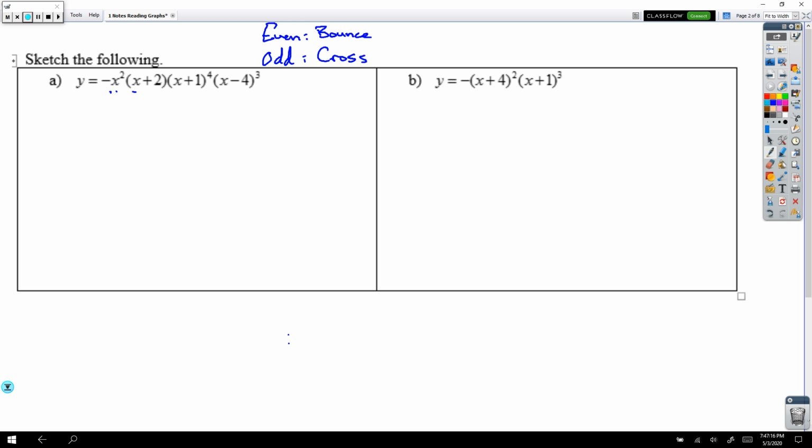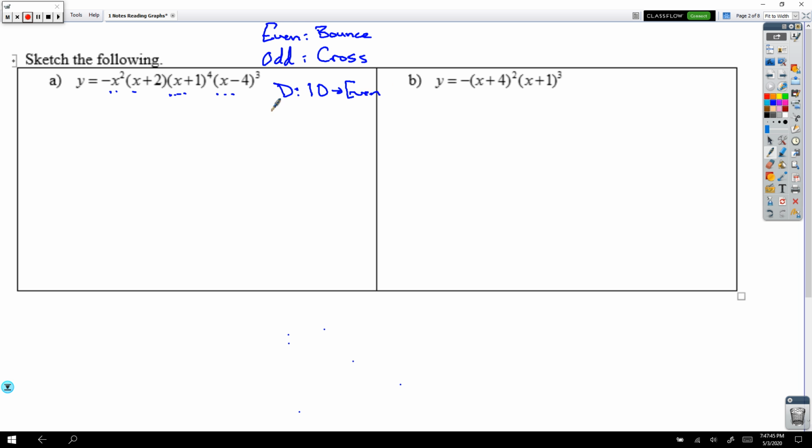Then I have x plus 1 to the 4th. That means I have 4 x plus 1s in the problem. So that's going to give me 4 more x's, so 4 more dots. Lastly, x minus 4 to the 3rd means that there's 3 x minus 4s, so 1, 2, 3. To figure out my degree, I'm going to count up all those dots. So 1, 2, 3, 4, 5, 6, 7, 8, 9, 10, which means even.